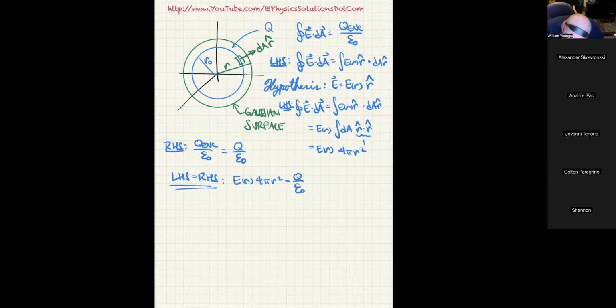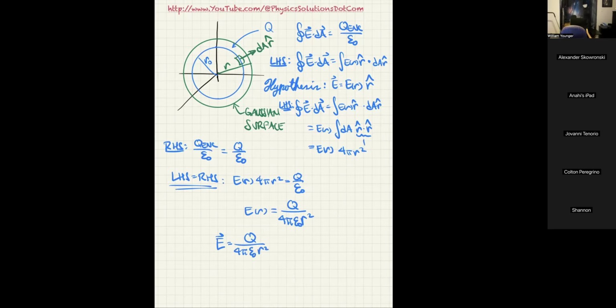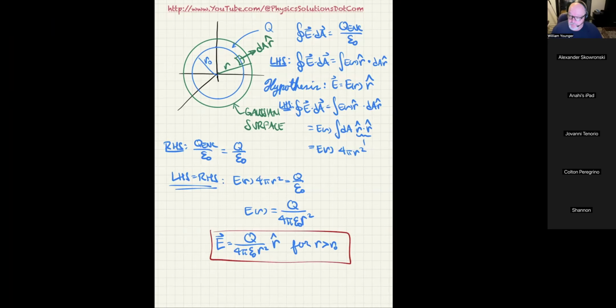I still have to do two more parts for the other one, but I just want to get this one part done. So now I can see that the electric field we hypothesized, E of r, is in fact Q over 4 pi epsilon naught r squared. And by hypothesis, that means our electric field, E, is equal to Q over 4 pi epsilon naught r squared r hat. And this is technically for r greater than r0.